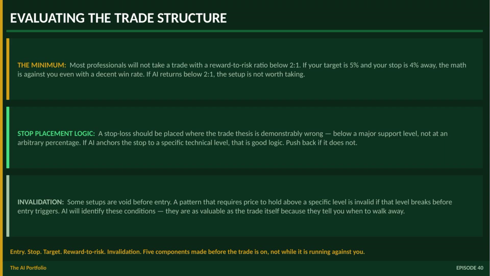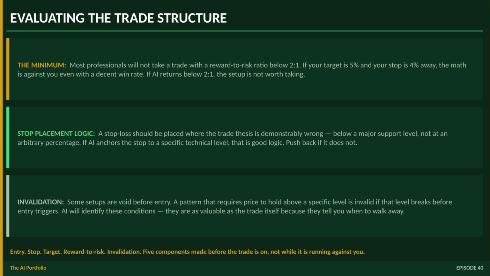Stop placement logic. A stop loss should be placed at the level where, if price reaches it, the trade thesis is demonstrably wrong, not at an arbitrary percentage below your entry. If AI places the stop below a major support level, the level that needs to hold for the bullish thesis to remain valid, that is good logic. If the stop is just a tight percentage stop with no technical basis, push back and ask it to anchor the stop to a specific level.